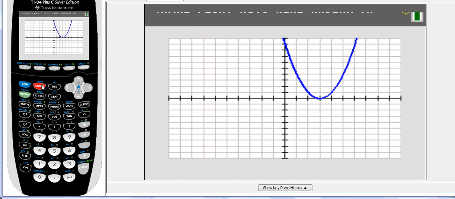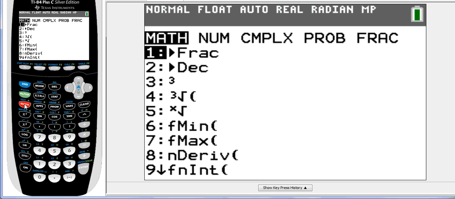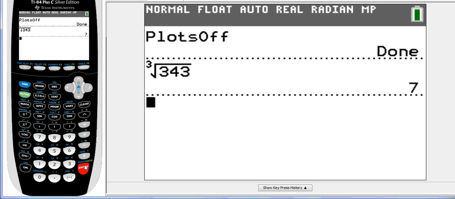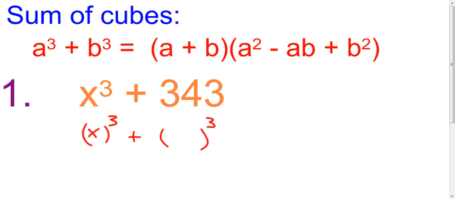If we go back to the main screen on our calculator, the cube root button is, I can't even see it on this screen. It's so small. The cube root button, if you go to math, number 4 is the cube root button. So I can type in the cube root of 343, and that will tell me that it's 7. So 7 cubed is 343.